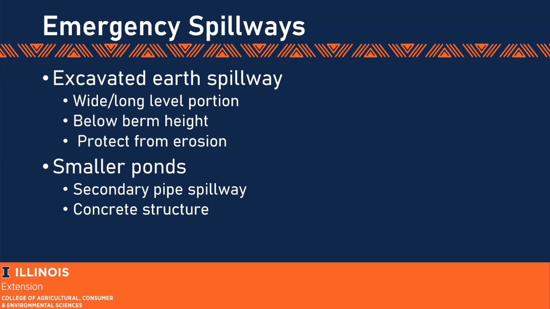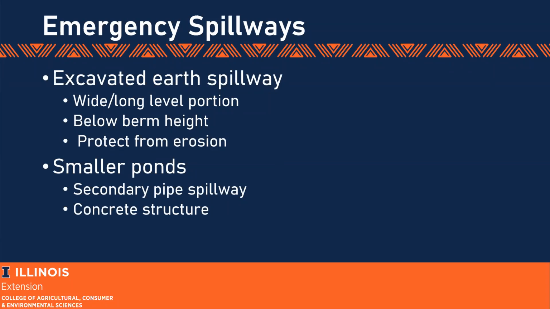It has to be a fairly long, fairly wide area. It needs to be a wide, long, level portion. You don't want it to come over the top and start spilling. You want it to come across fairly level so that it doesn't have all that energy in it to tear the dam up, tear up the spillway. It should be below the berm height, in other words, the ultimate height of the dam. And you need to do some things to protect it from erosion.